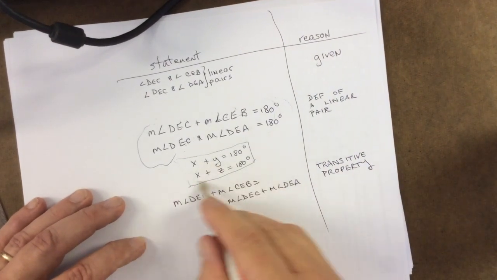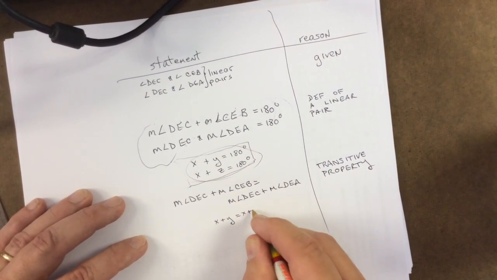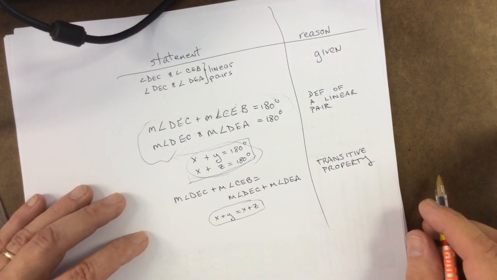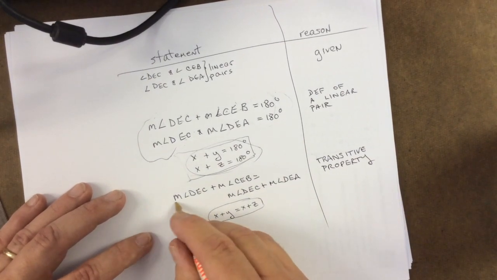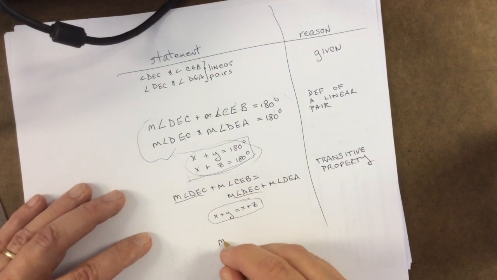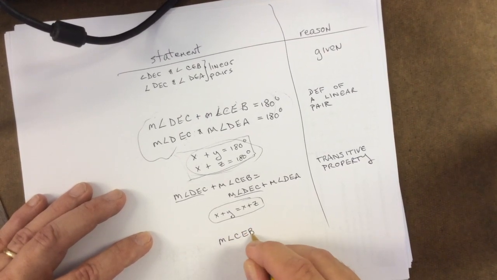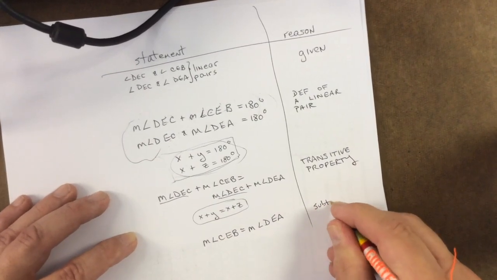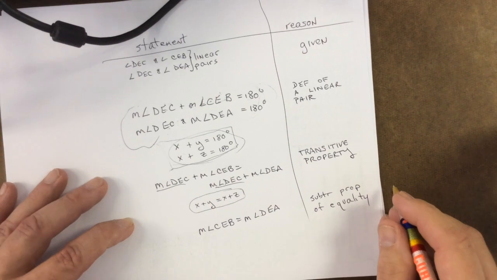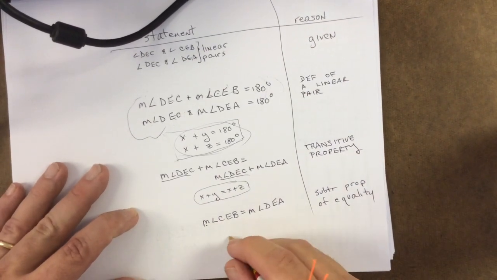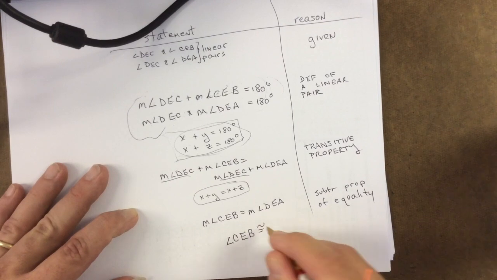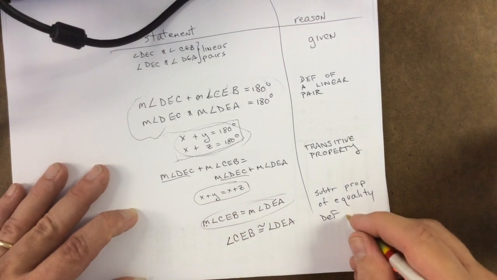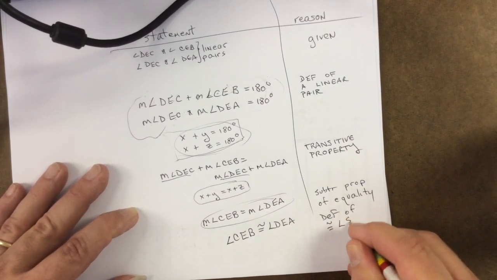Okay? So now, writing it again in this algebraic form, x plus y equals x plus z. That's what we've got here. What can we do now? We can subtract the measure of DEC from both sides and say that the measure of CEB is equal to the measure of angle DEA. And that's the subtraction property of equality. And of course, there's one last thing I can say here that's actually pretty cool. Angle CEB is congruent to angle DEA. The fact that their measure is the same is the definition of congruent angles.